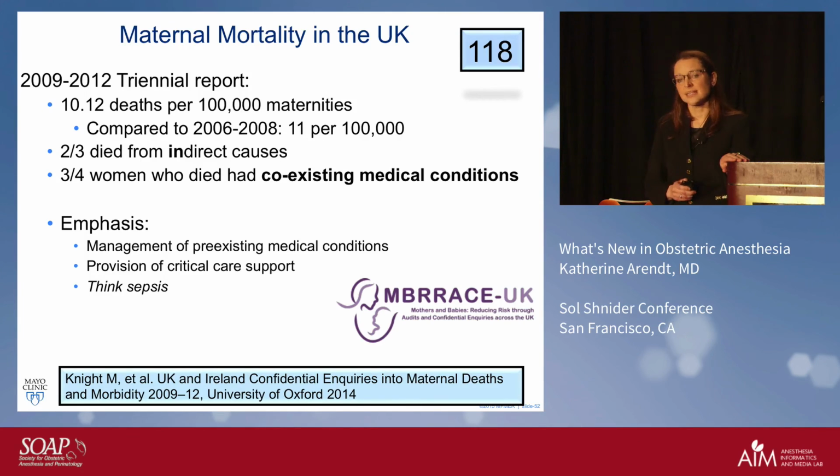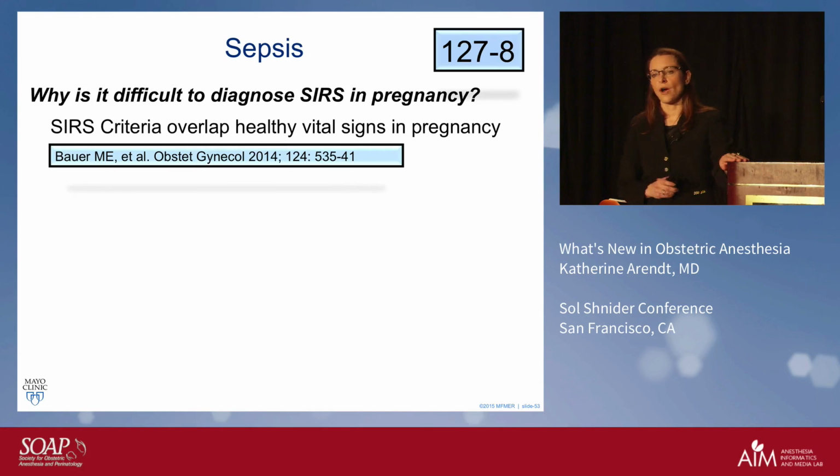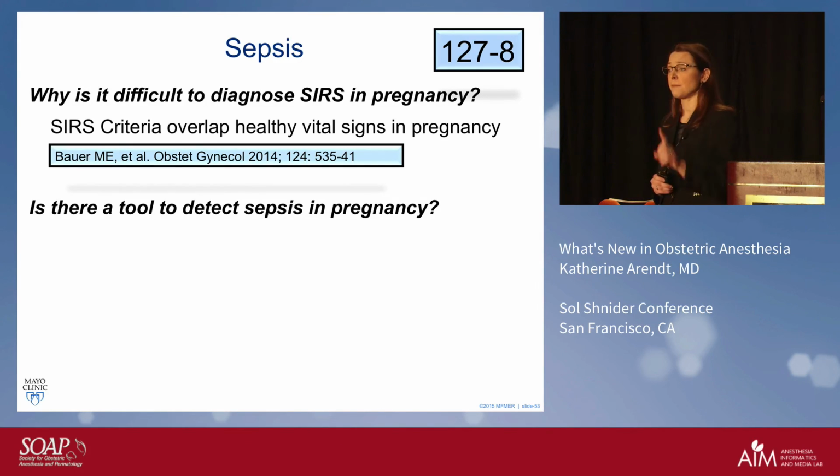Why is sepsis so difficult for us in pregnancy? Well, these authors looked at tons of numbers from control groups throughout a gazillion studies, and essentially what they found was that the SIRS criteria overlap with healthy vital signs in pregnancy in the 2nd trimester, the 3rd trimester, and in the peripartum. Well, no wonder it's so hard. And that was true for all SIRS criteria except for temperature. All the other ones overlapped.